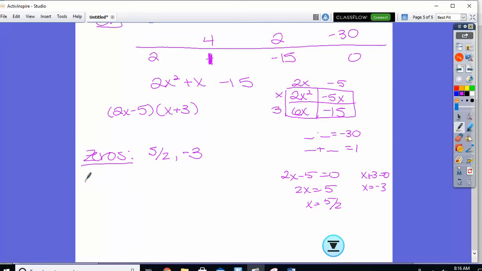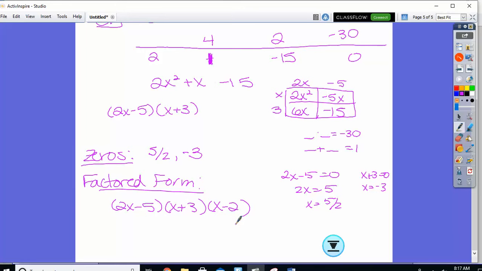Okay. What if I said the factored form? How many parentheses should we have? 3, because it was a cube originally. We've got 2 of them right there. The last one, remember, 2 was a 0, so what else should we put in here? x minus 2. So I might ask you for the zeros, I might ask you for the factored form. Zeros are just the number, factored form is with the parentheses.